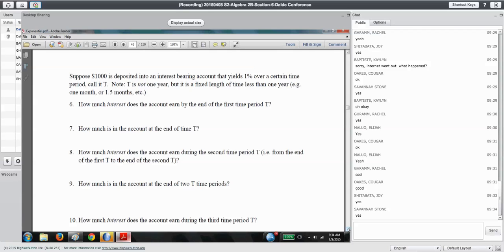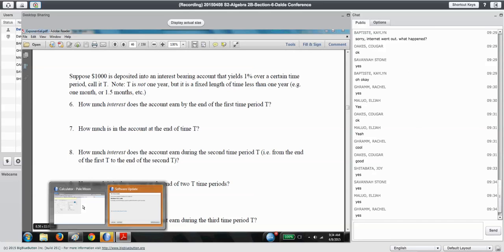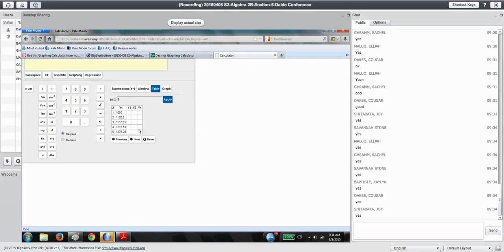Now, how much interest does the account earn after the first time period? Okay, well, I'll tell you what. Instead of asking all these questions over and over again, I'm just going to change the numbers in my table. Sorry, my computer is freezing a little bit. Come on, Desmos. Can you guys still hear me? Okay. All right. So instead of having to recalculate all of those things, I'm just going to change that increase of 5% to an increase of 1%. Okay, cool. So this is my answer.